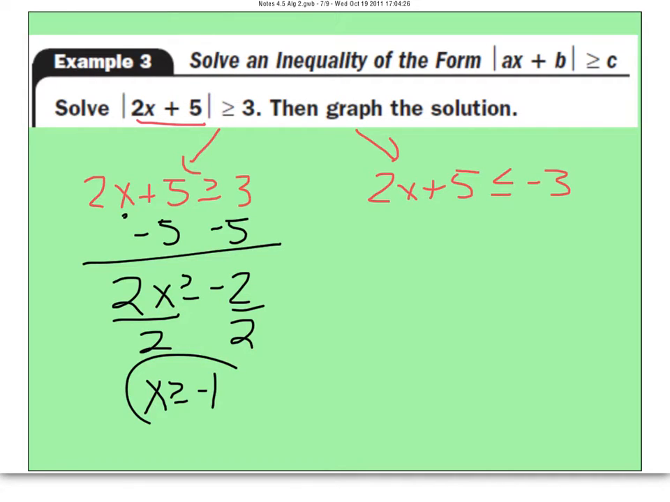And the second one, again, to get x by itself, I'm going to minus the 5. So I get 2x is less than or equal to negative 8. To get rid of multiply 2, I divide. x is less than or equal to negative 4.